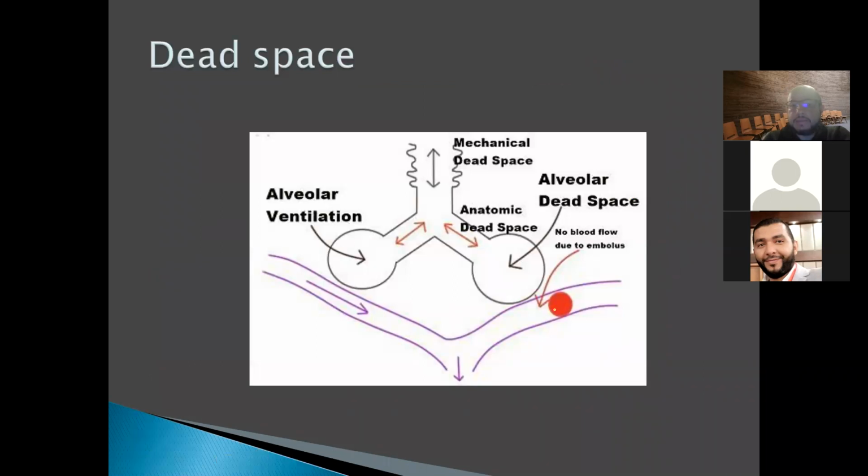Again, we have anatomical dead space and alveolar dead space, with obstruction, where a lot of air does not participate in gas exchange.